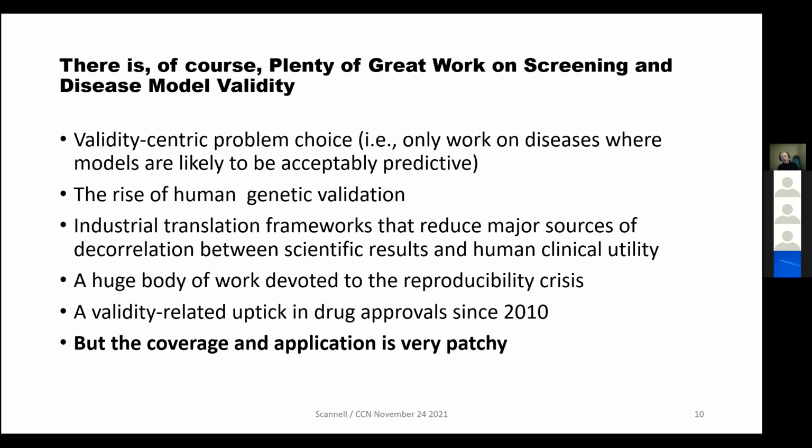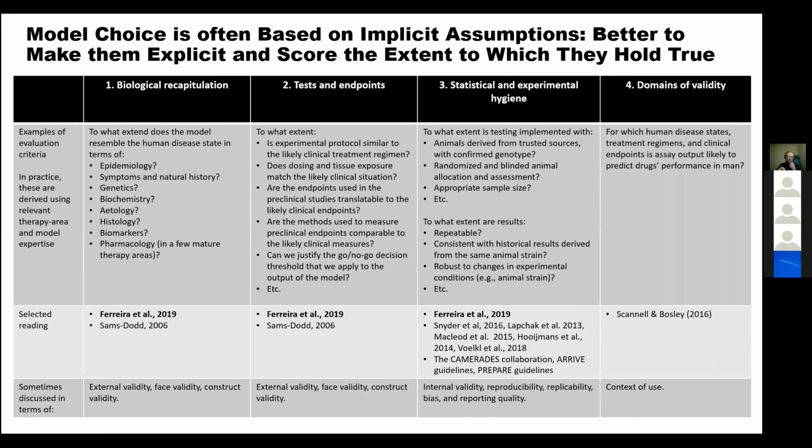And I think part of that uptick in drug approval since 2010 is related to improvement in model validity as we've sort of genetically sliced and diced cancer and also moved towards rare diseases, which are arguably more modelable. But I do think the application of better model evaluation is very patchy. And I'm going to propose here that there are several frameworks that, given the non-obvious economics, are worth considering for those who haven't yet considered them and those who are consuming or producing model output.